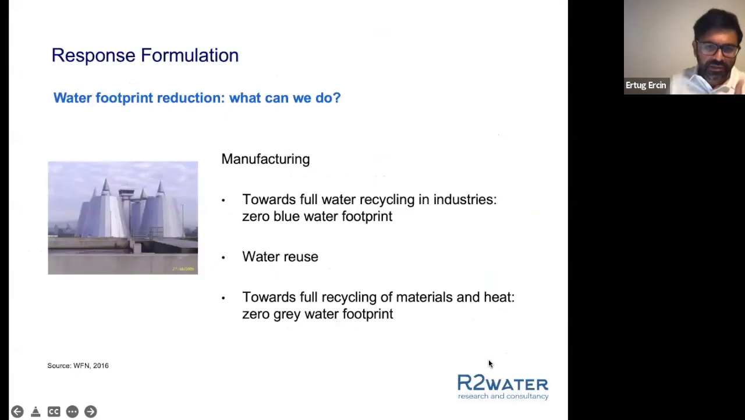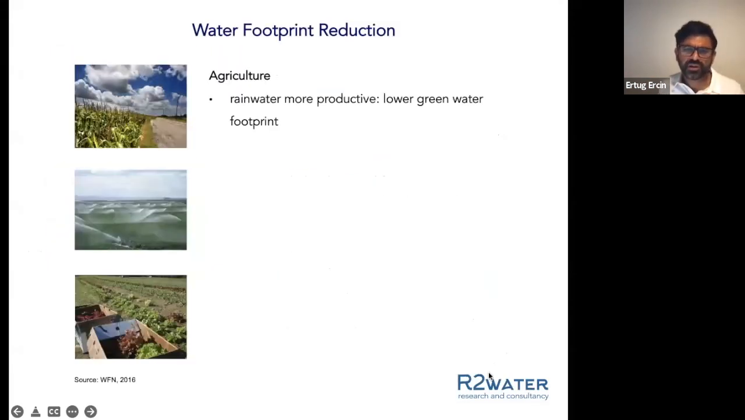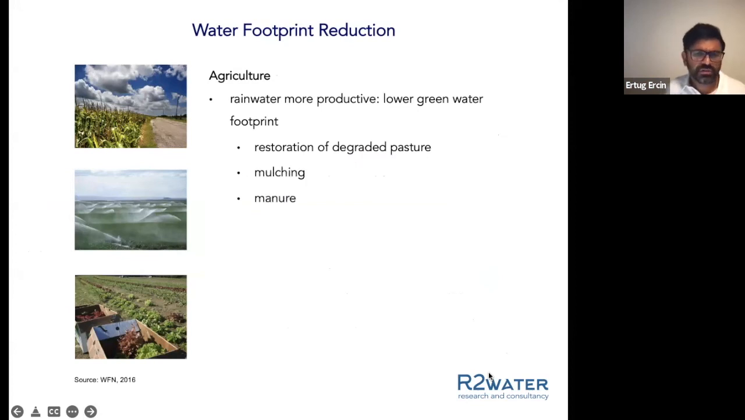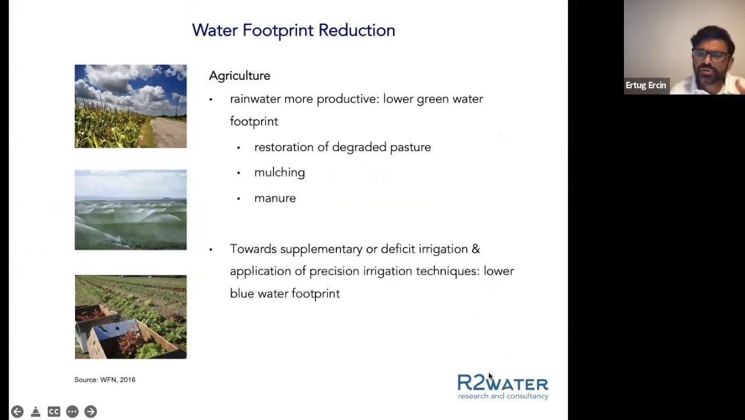And then what can you do in agriculture? You can use simple measures like mulching and manure use. You can use deficit irrigation. You don't need to water all the time. As we've shown in many studies, with deficit irrigation you reduce yield only a little.